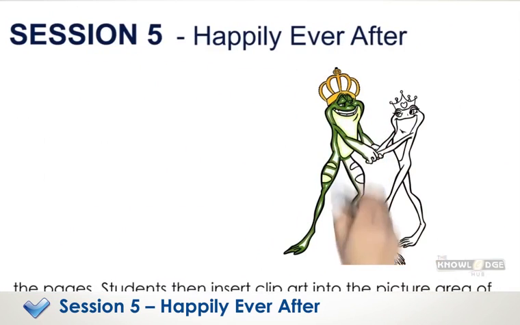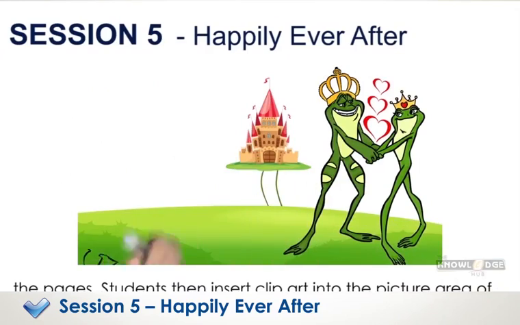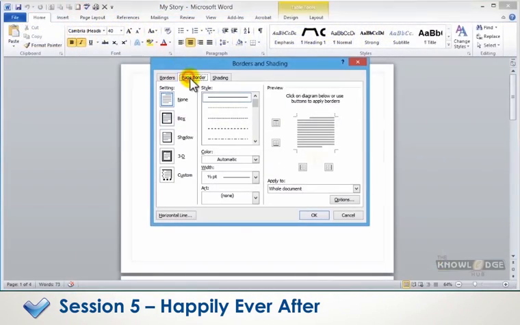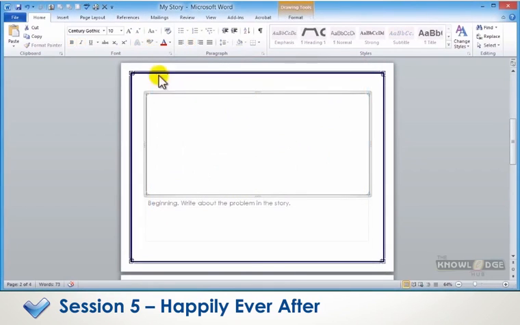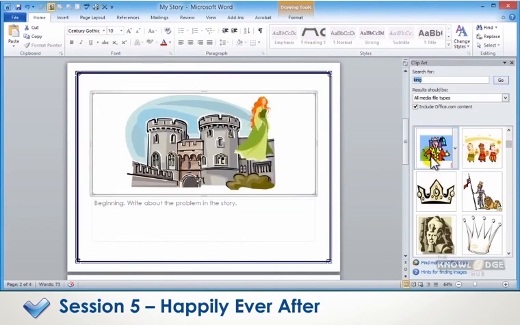In Session 5, students illustrate their fairy tale. To start, students open their saved story. They apply a border to decorate the pages. Students then insert clip art into the picture area of each page to illustrate the events in the story.